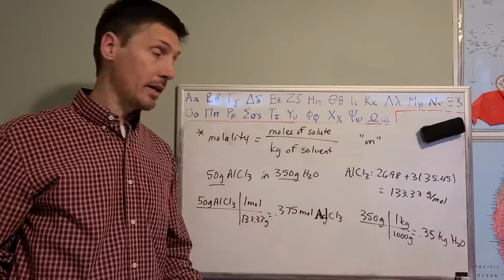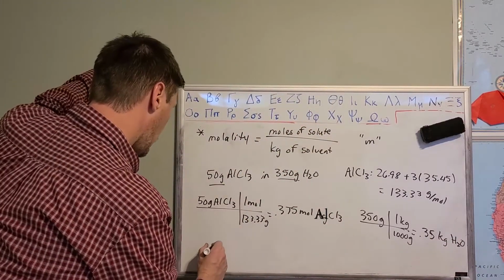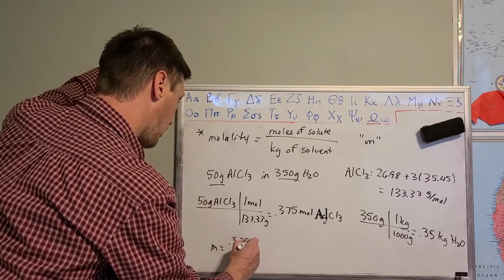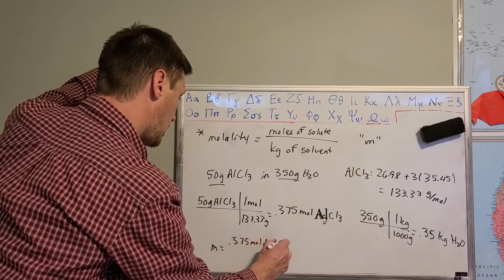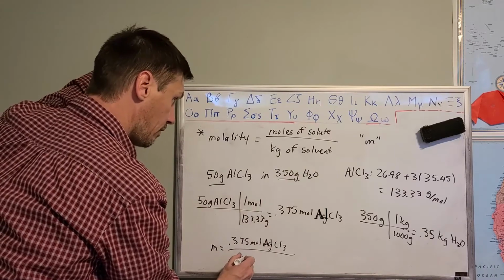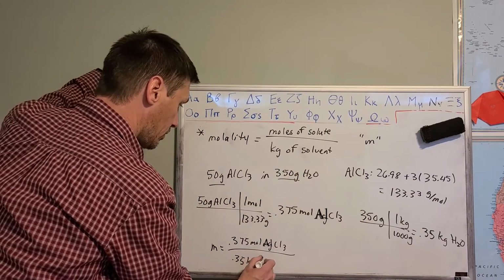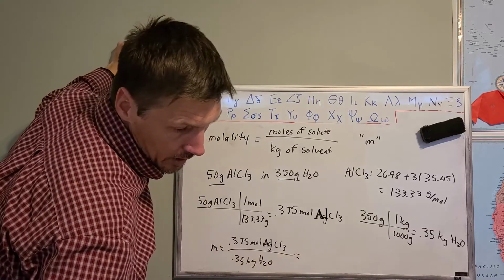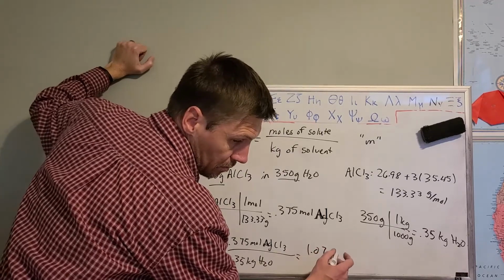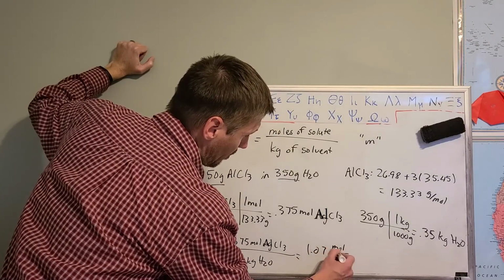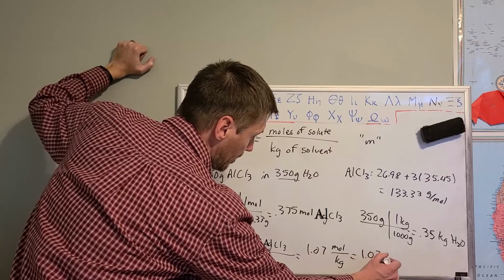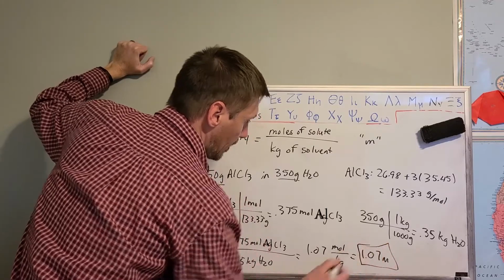All right, so now we just got to plug that into our equation here. The molality, lowercase m, is equal to moles of solute, which is 0.375 moles of AlCl3, divided by the kilograms of solvent, which is 0.35 kilograms of H2O. And so we get 1.07 moles per kilogram. But remember, our unit for molality is just the lowercase m, so it's going to be 1.07 m. And that's our final answer.